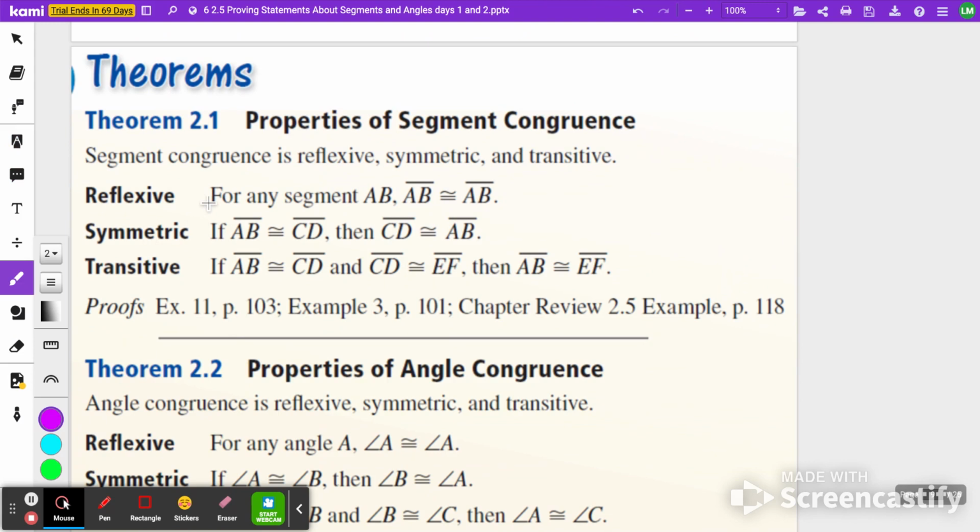All right, segment congruence is reflexive, symmetric, and transitive. So the reflexive theorem means that for any segment AB, segment AB is congruent to AB. Okay, so we're just writing that next to the word reflexive. Symmetric: if segment AB is congruent to CD, then CD is congruent to AB. A lot of these you've seen before from the previous lesson, 2.4. Then transitive: if segment AB is congruent to segment CD and CD is congruent to EF, then segment AB is congruent to EF. These are some examples of where you can see them. You do not need to write that down. Okay, so that's theorem 2.1.